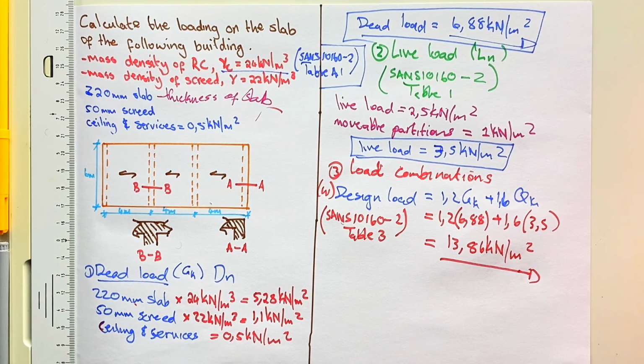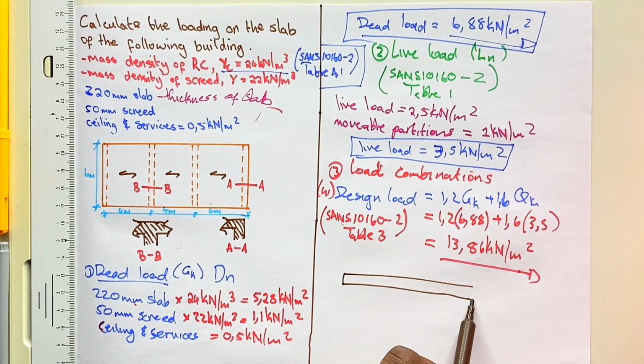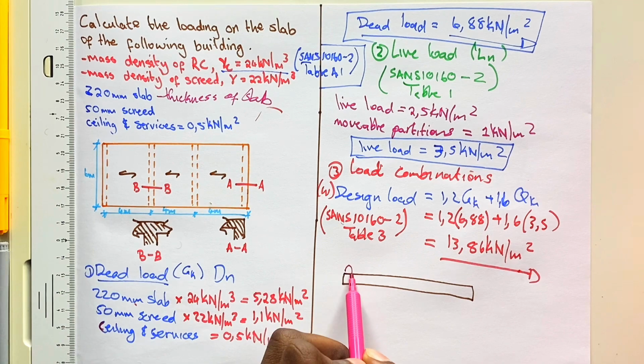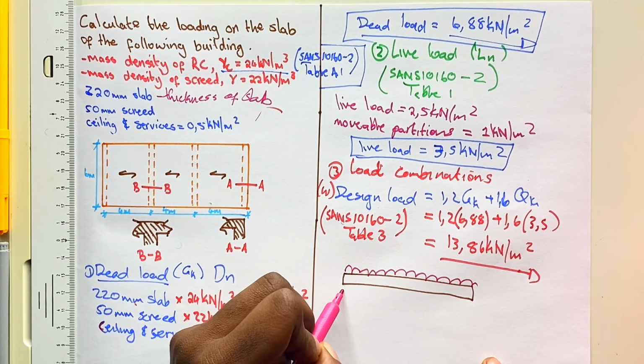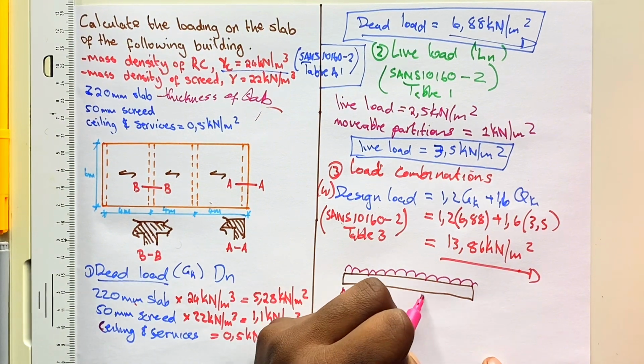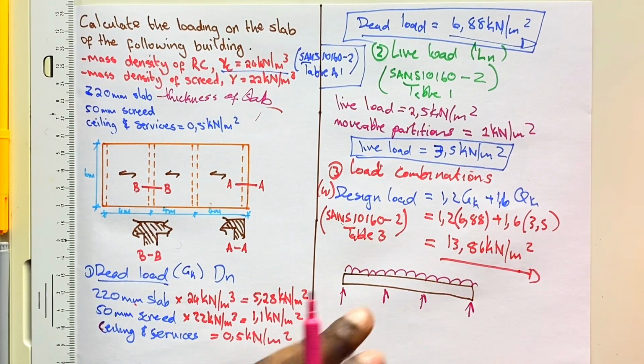Now, a general structure of this slab will look like something like this, and then you will have your loading, your design load on this, and then you can calculate for the support reactions and then design for your member.